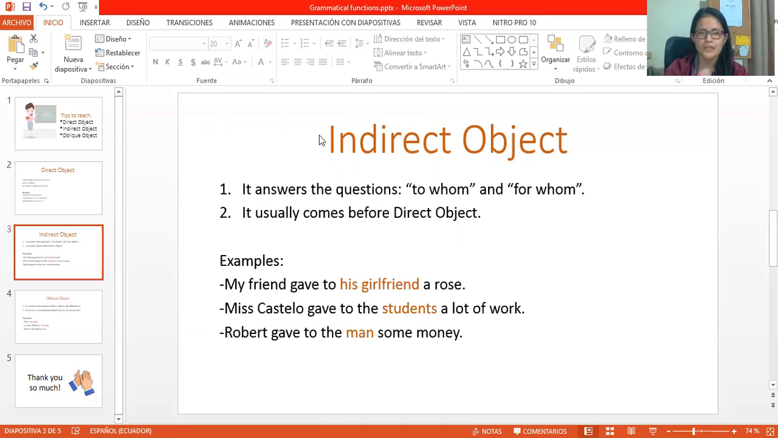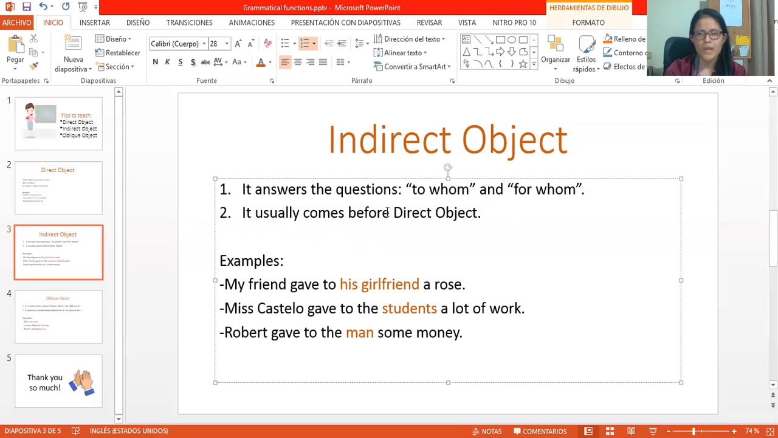Okay. The next tips are about indirect object. The first tip is the indirect object answers the question to whom and for whom. And the second tip is indirect object usually comes before direct object.